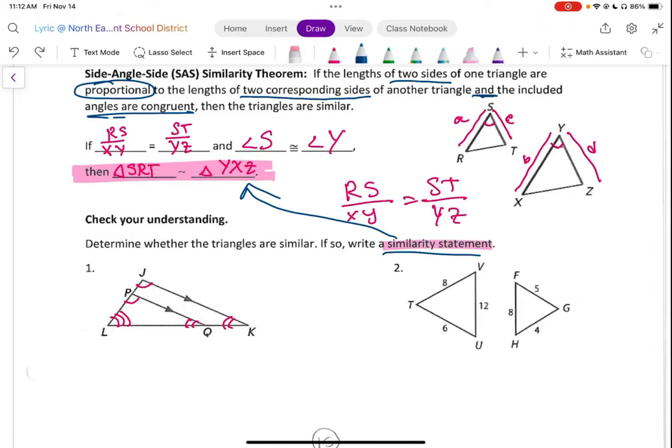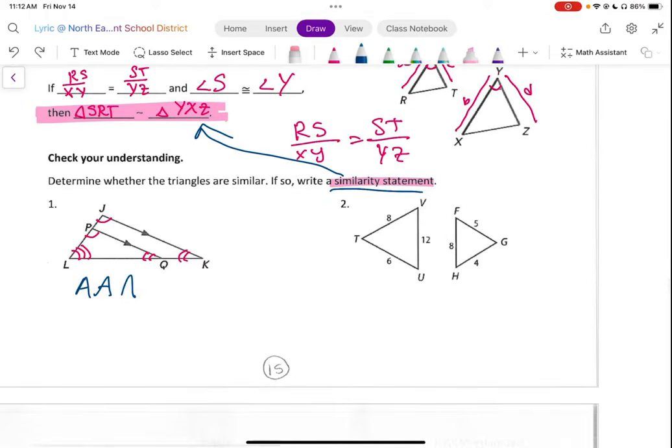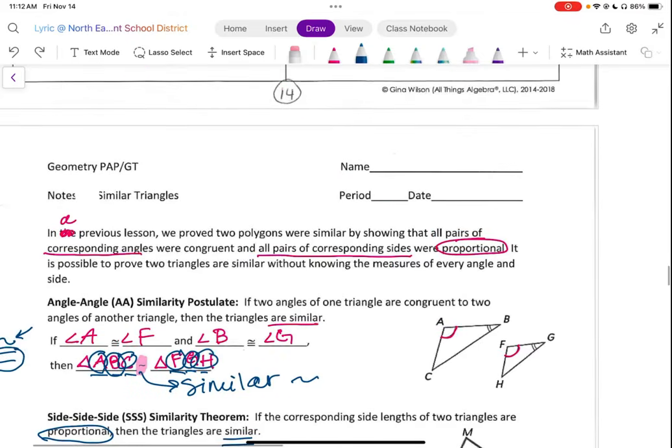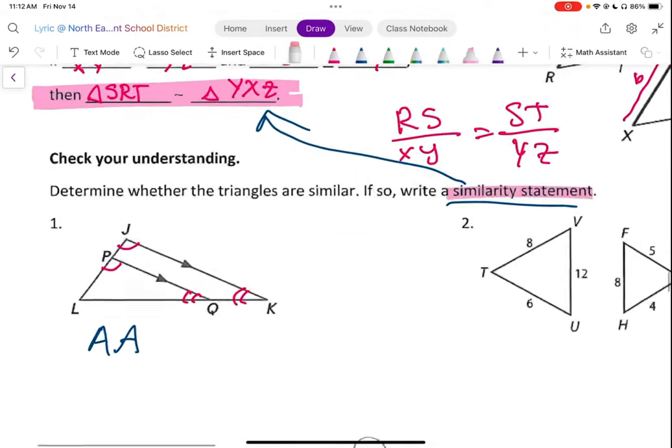So here we have angle, angle, because there's only two A's. The angle-angle similarity postulate says if two angles of one triangle are congruent to two angles of another triangle, then they are similar. So I guess we really didn't need to focus on this one. The fact that these two angles are congruent already is enough to tell us that these two triangles are similar. So we'll write our statement. Triangle LPQ is similar to triangle LJK.